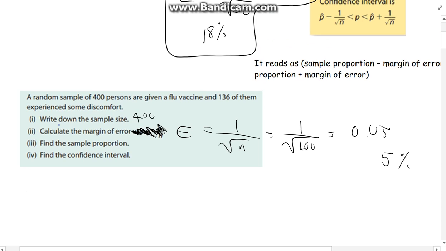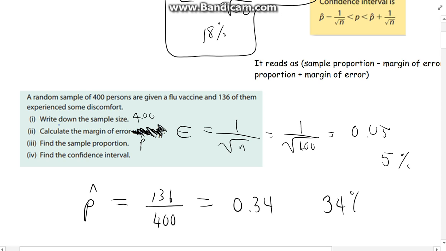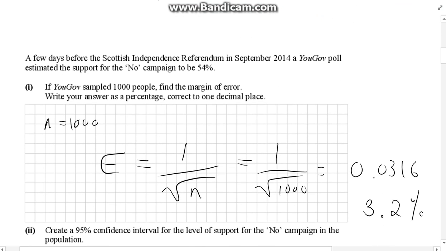Find the sample proportion. So we just spoke about sample proportion, and we said p hat is our sample proportion, and our sample proportion is found by putting the 136 people over the 400 people that were asked. So into your calculator, put 136 over 400, that will come to 0.34. So your sample proportion was 34%. Sometimes your sample proportion will be given to you. They'll tell you the 34%, or sometimes they'll ask you to find the sample proportion. So in the green question here, they asked you to find the sample proportion, but if we look down here, a few days before the Scottish independent referendum in September, they estimated the no vote was going to be 54%. So that was our sample proportion. They had already worked it out for us.